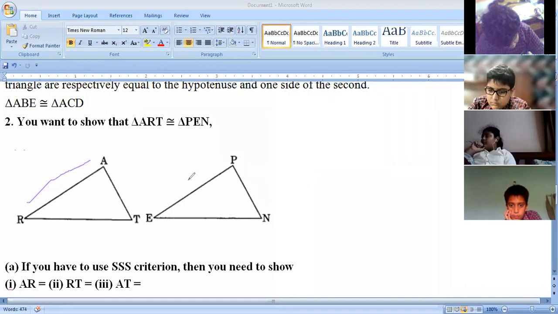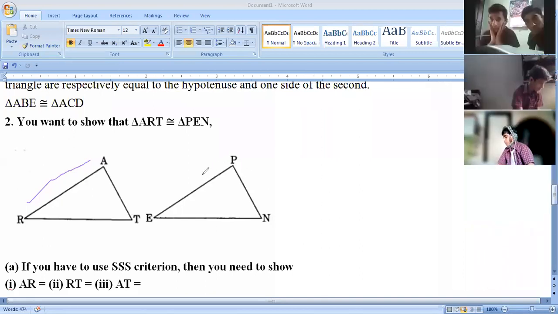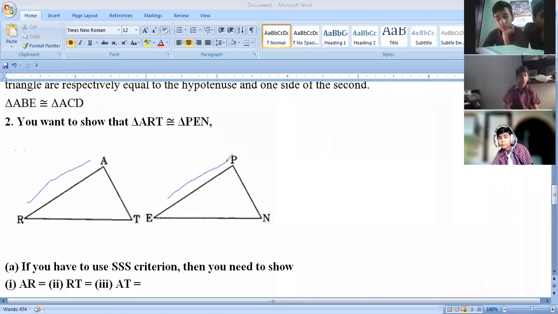In this triangle, this AR side will be equivalent to which side of the other triangle? PE, of course. This AR will be equal to PE. Let's talk about another side, RT. This RT side will be equal to which side? EN. Yes, EN, obviously.